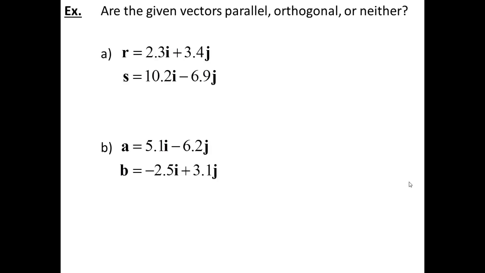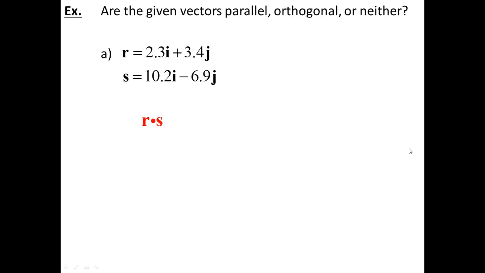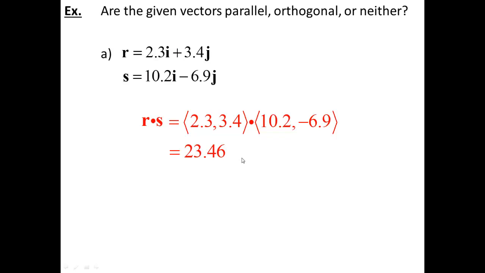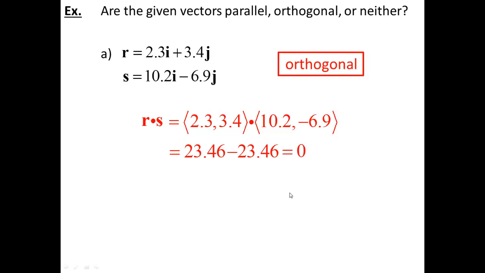Alright, so on the first one, if I want to know if it's parallel, orthogonal, or neither, it's basically just like you did in algebra and geometry. We can go test by test to see which one works. I always like to start with the dot product to check to see if it's orthogonal. So I'll do my dot product on R and S. Remember, multiply the A components, multiply the B components, and add it together. So 2.3 times 10.2, 3.4 times negative 6.9. I'm going to get 23.46 for the first pair, negative 23.46 for the second pair, which tells me that these are orthogonal. No need to check anything else because I've got my answer.